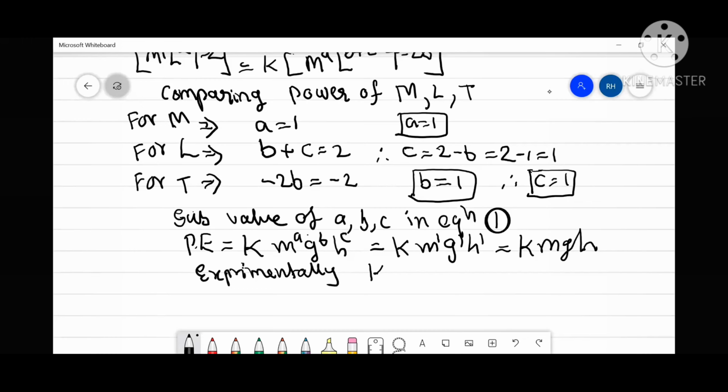But if you know the value of it, potential energy, that formula is mgh. Definitely K is 1. Therefore, we mention here experimentally K is equal to 1. And then our equation becomes potential energy is equal to 1 mgh. And 1 multiplied by mgh becomes mgh. This is the way we are finding the value of the potential energy, mgh. Have you understood, student?